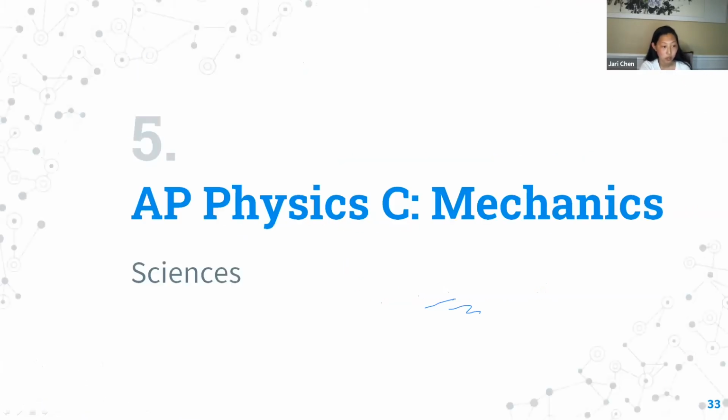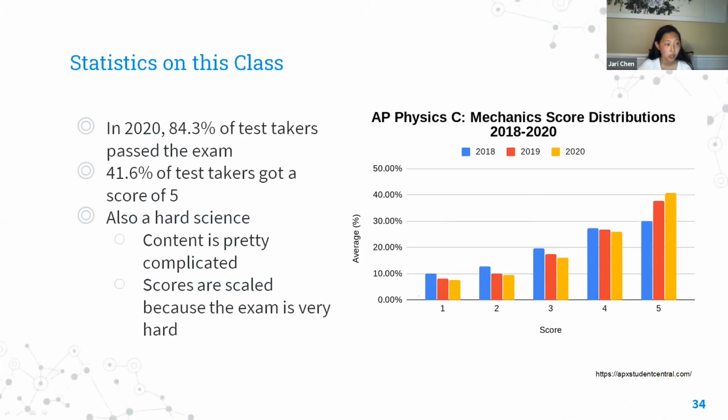Okay, so now moving on to Physics C Mechanics, which is a science. In 2020, 84.3% of test takers passed the exam. 41.6% of test takers got a score of 5. Physics is considered pretty hard, maybe one of the hardest sciences out there, and the content is pretty complicated.